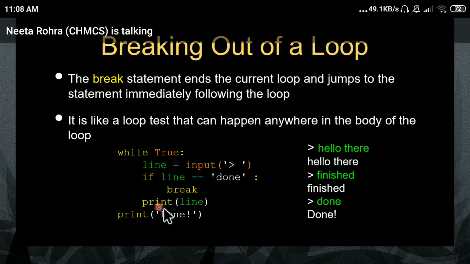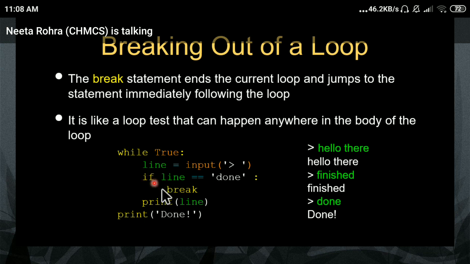So no break is executed. It prints finished. Again, it keeps on waiting for the user to input. Now the user puts in done. Since the if decision is now true, it breaks. Now this break is not for this if block. This break is for the loop.